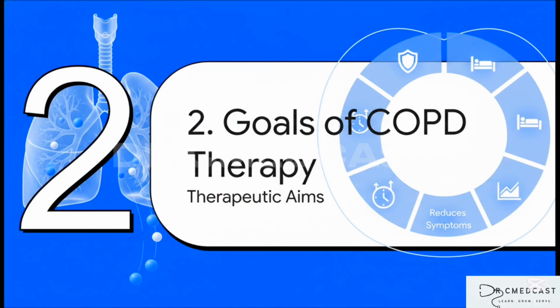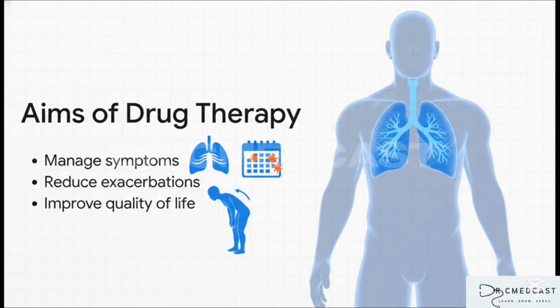Okay, let's switch gears and talk about our goals. When we give a patient these medications, what are we actually trying to accomplish? Knowing our target helps make sense of the entire treatment plan. So, here are the main goals. We want to help patients manage their day-to-day symptoms, like breathlessness. We want to cut down on the number and severity of those flare-ups or exacerbations. And ultimately, the big picture is to just improve their overall quality of life.